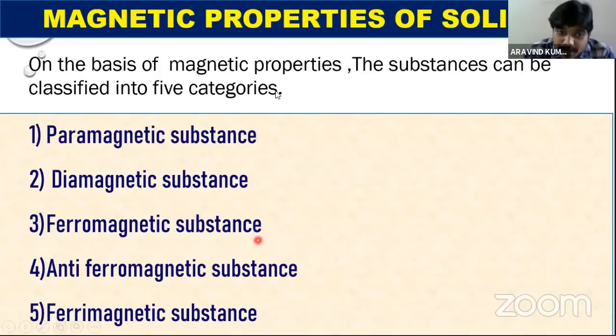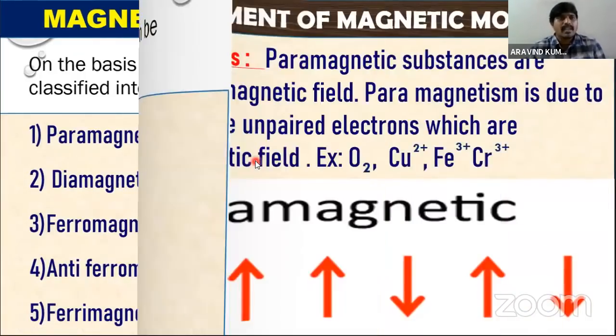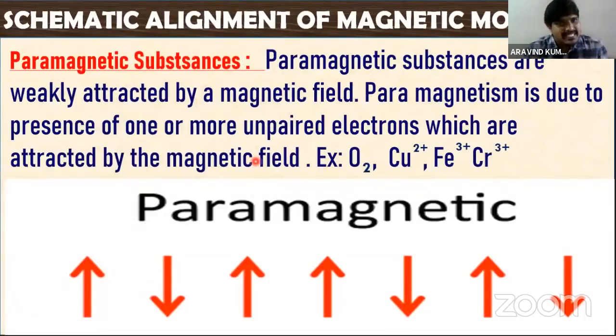You have studied only the first 3 in your lower classes. Now, you need to study about antiferro and ferri also, right? Let me elaborate one by one in detail, children. Paramagnetic substances. The paramagnetic substances are the substances which are weakly attracted by the magnetic field. The paramagnetism is due to the presence of one or more unpaired electrons and which are attracted by magnetic field.